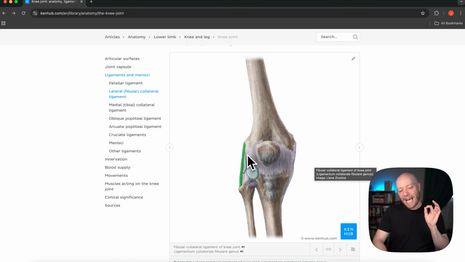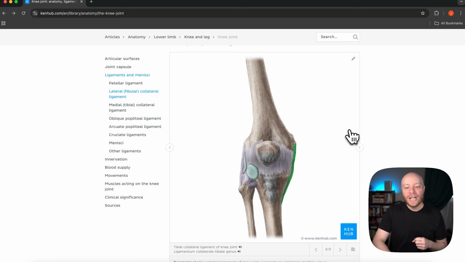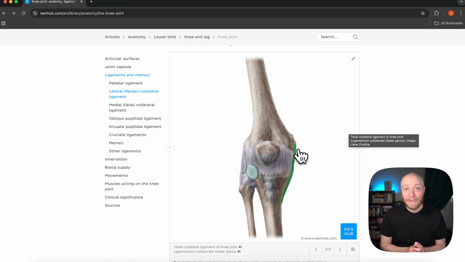But the LCL has a big brother of sorts, and it's on the opposite side. If we come over here, you can see something very similar happening, just on the other side. This is called the tibial collateral ligament, but most people would just call it the medial collateral ligament, or MCL. This is a very commonly injured ligament. I don't know the statistics off the top of my head for how much more likely it is to be injured than an LCL, I just know it is more commonly injured. I also know it's not the most commonly injured. That is another ligament coming down the pipeline in just a moment, but this is going to do the exact opposite of the LCL.